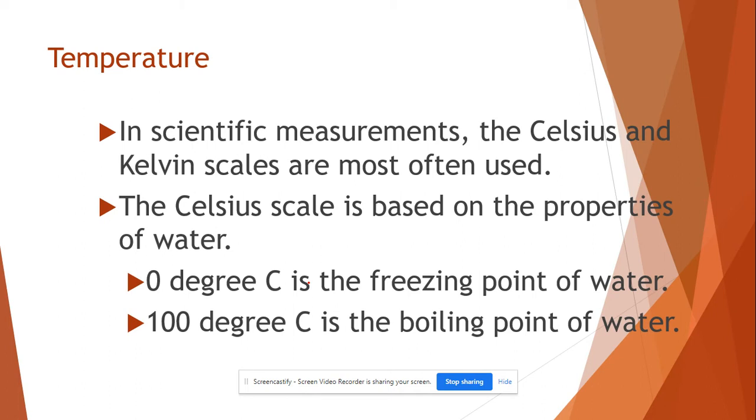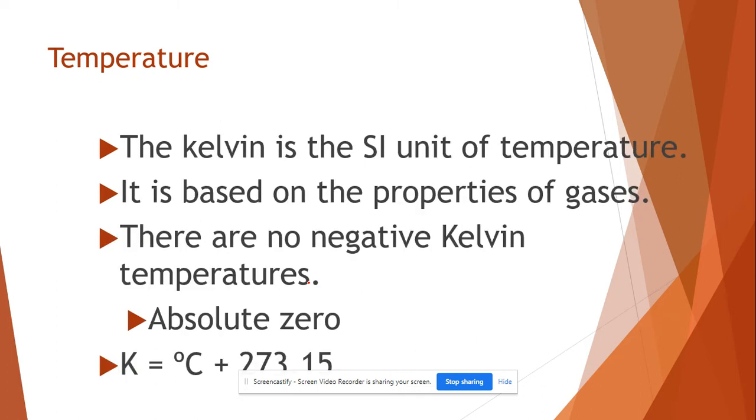Now, in scientific measurements, Celsius and Kelvin are the most often used scales. The Celsius scale is based on properties of water, so hopefully by now we recognize that 0 degrees Celsius is freezing for water, while 100 degrees Celsius is boiling for water. In terms of the SI unit, that's still going to be Kelvin.